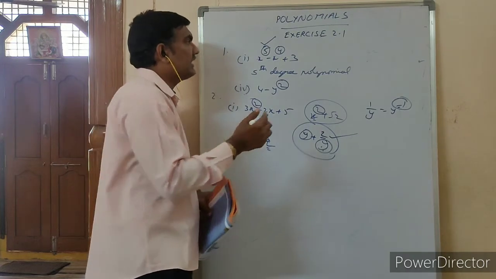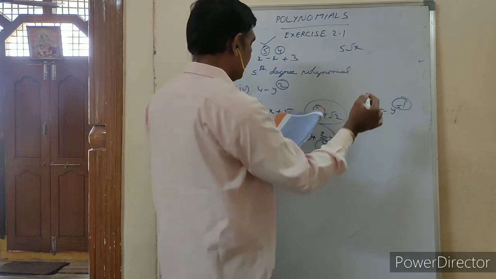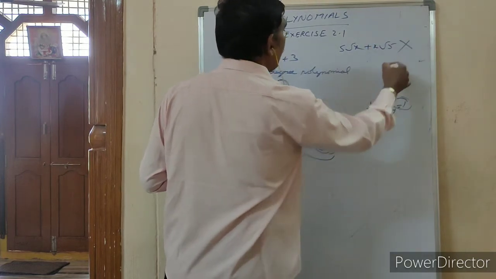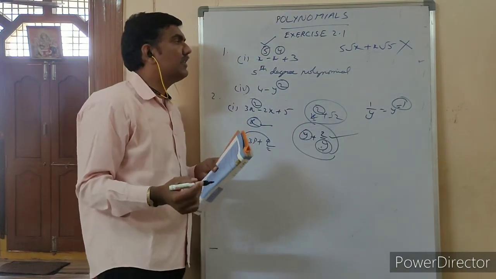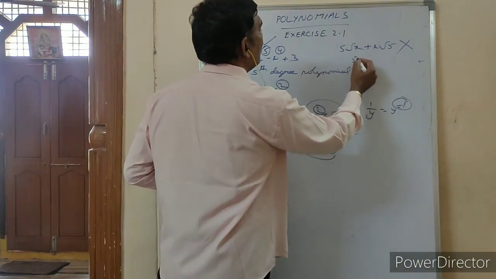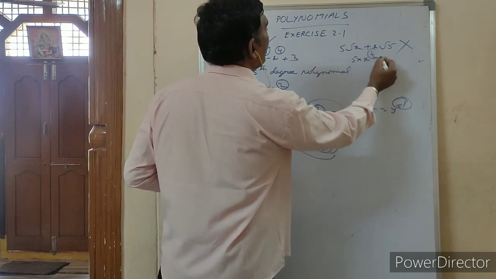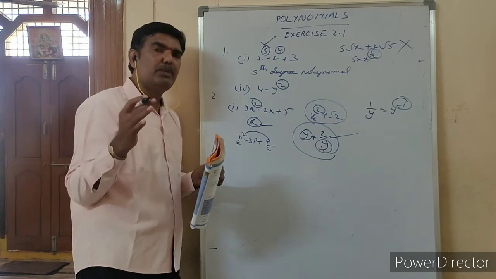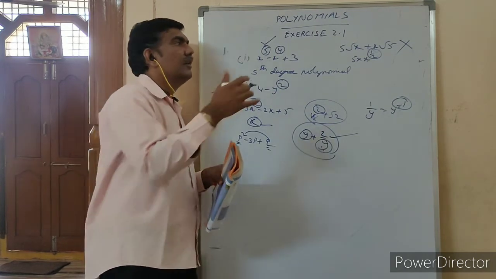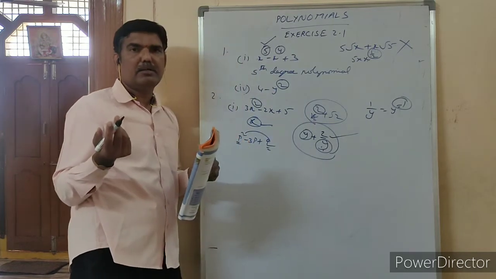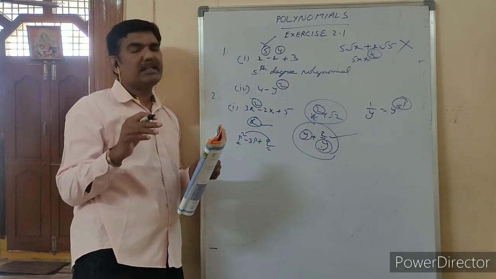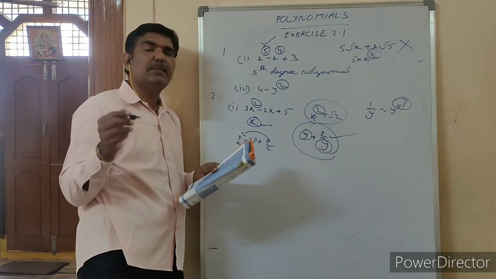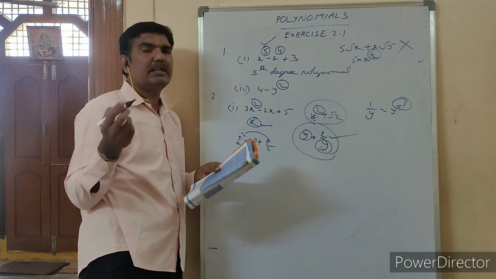Okay. 5 root x plus x root 5. It is not a polynomial, first thing. Why is it not a polynomial? Root is there. Root means x to the power of what? 1 by 2. 1 by 2 is not an integer. Power should be a non-negative integer. 1 by 2 is a rational number, so the power is a rational number. So it is not a polynomial. If it is not a polynomial, no need of saying degree. If it is a polynomial, you must and should write its degree.